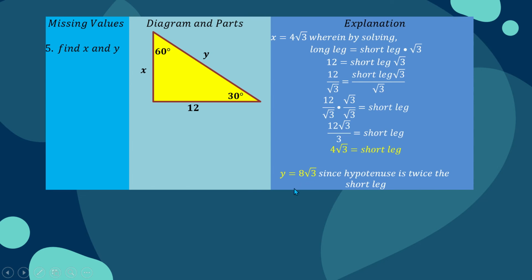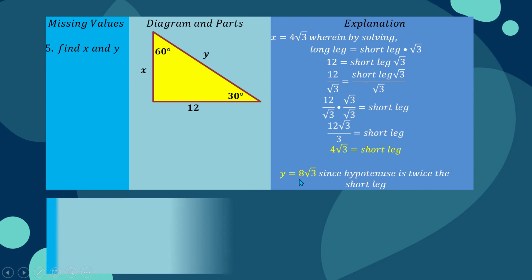It does not become 8 square root of 9, so it is not 4 square root of 3 times 4 square root of 3. The short leg is only multiplied by 2 to get the hypotenuse, which is y. So 2 times 4 is 8, then copy square root of 3. Do not multiply the square root of 3 by 2, which would become 6. No. Only the 4 is multiplied by 2. Okay?